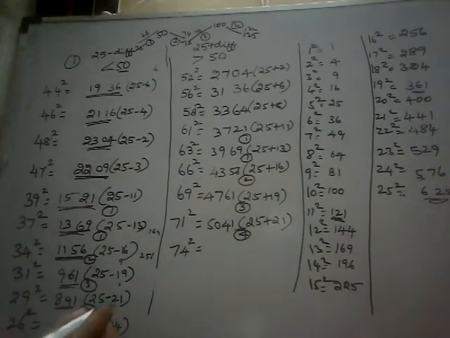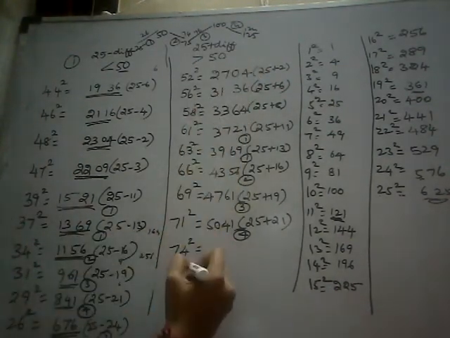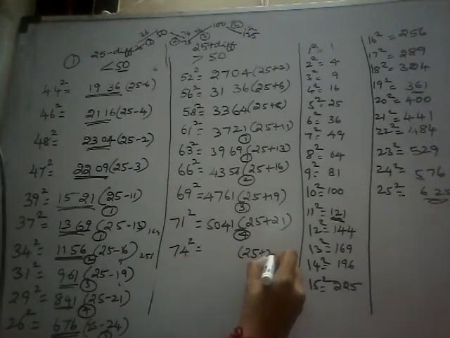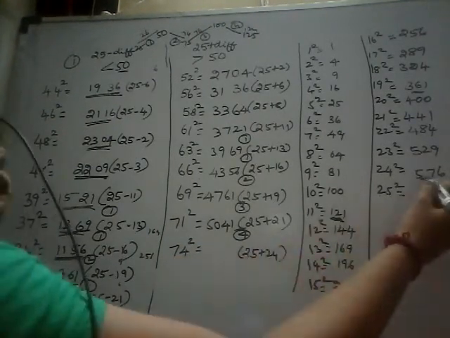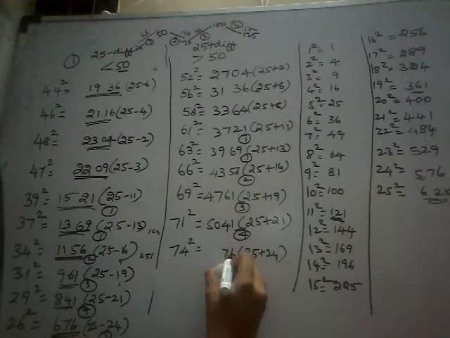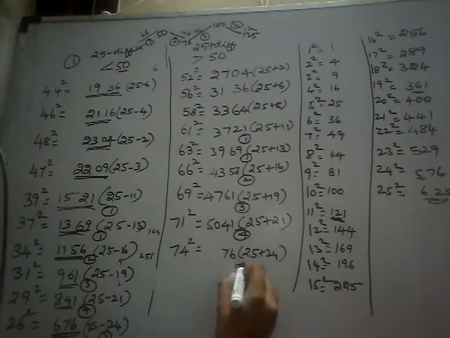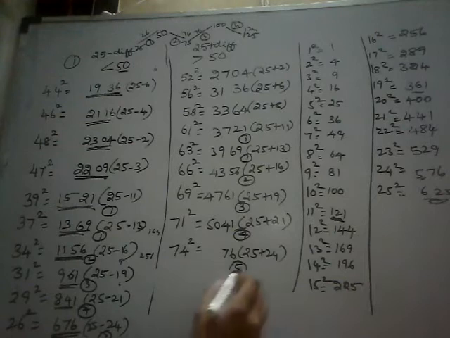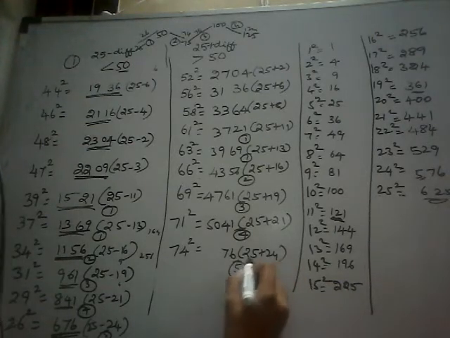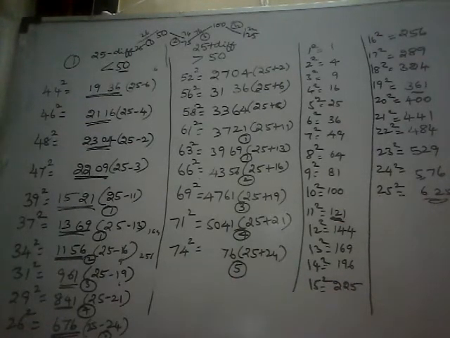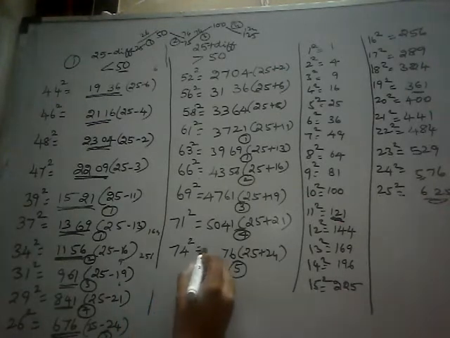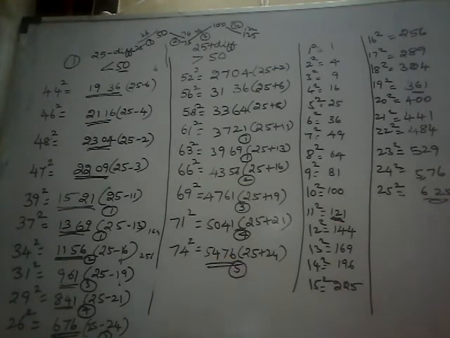Same way, 74 squared. What is 74 squared? How much is the difference from 50? 24 times. So you square 24, just 576. Write the two digits, 76, and 5 in the carryover number. Now 25 plus 24, what is it? 49. 49 plus 5, that is 54. That will give you the answer.